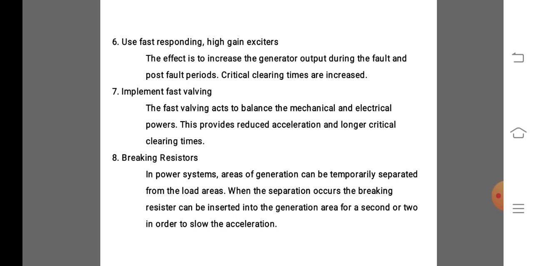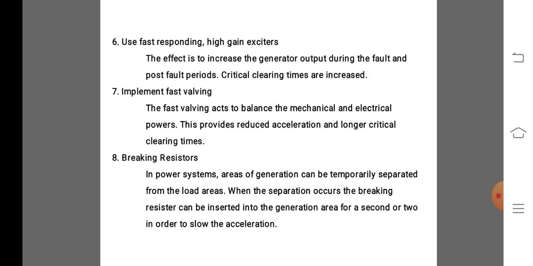So it is mainly involved in power operation control: plant level control or generating unit control, system generation control, and transmission control. The implementation includes fast valving. The fast valving acts to balance the mechanical and electrical powers. This provides reduced acceleration and longer critical clearing times.